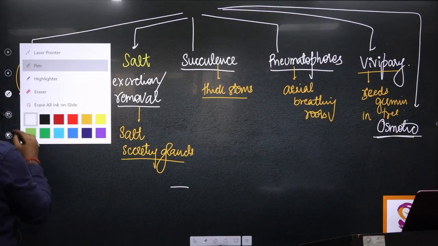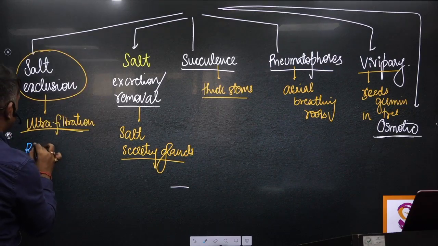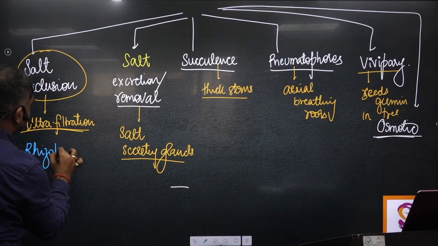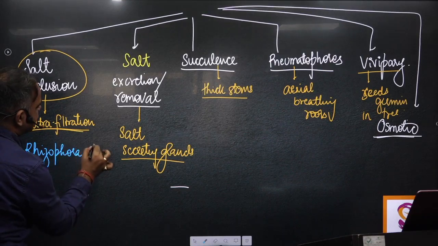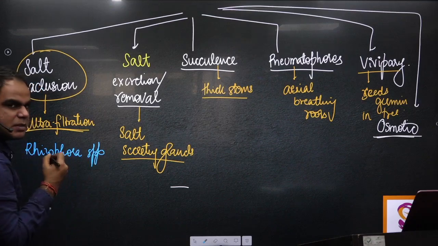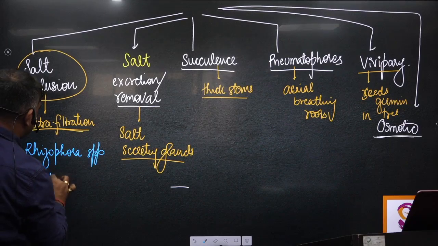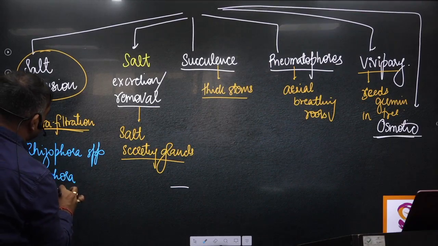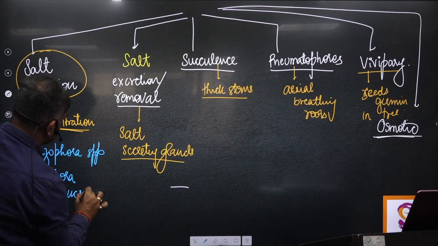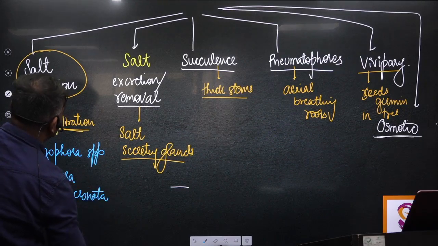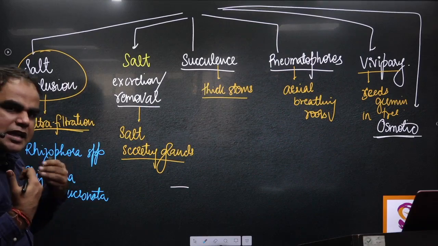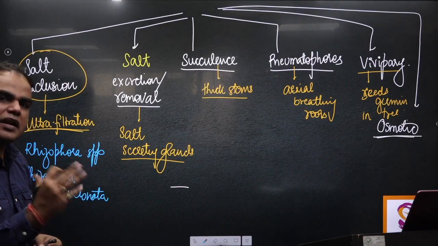Now one by one, because we should also remember some of the examples here. For salt exclusion, I'll write the examples. You can write Rhizophora. If you don't remember, you can write Rhizophora spp., that means Rhizophora species, or I will just give you one example, Rhizophora mucronata. So the Rhizophora species exclude the salt, that is, a lot of ultrafiltration happens.